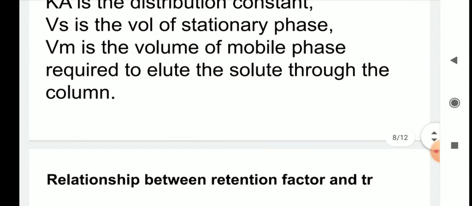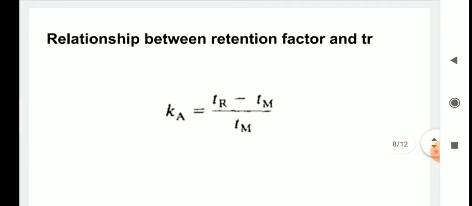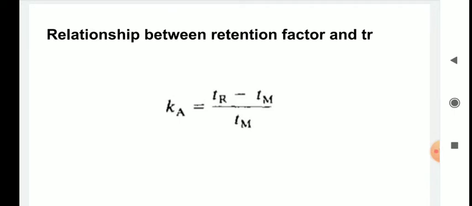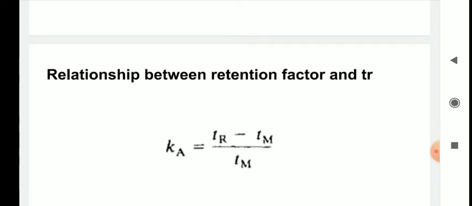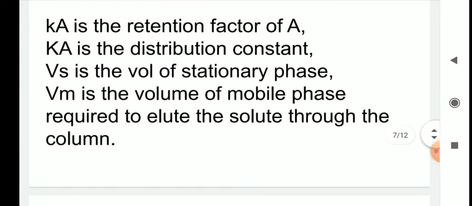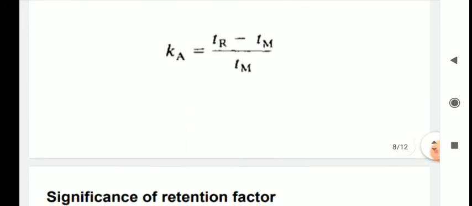Now, if you want to find out the retention factor using the retention time, then the equation for that is small ka is equal to Tr minus Tm upon Tm. Now we have seen that Tr is the retention time of the solute, Tm is the retention time of the mobile phase, and small ka is the retention factor. So this is the retention factor. You have got two equations. ka is equal to Tr minus Tm upon Tm, or your retention factor is ka equal to big Ka into Vs upon Vm. Any of the equations can be used.